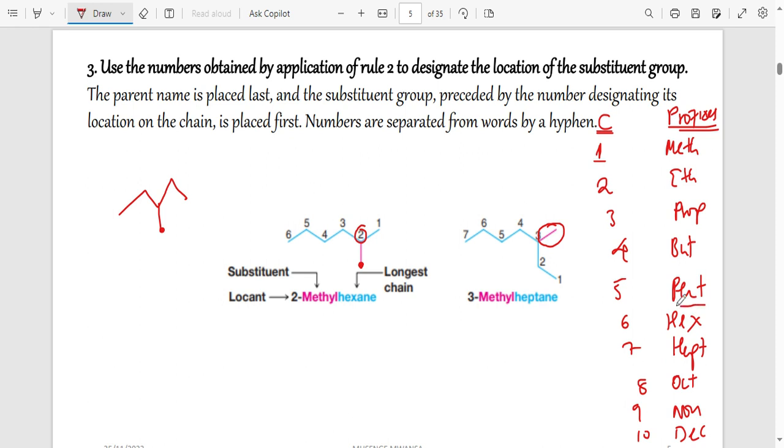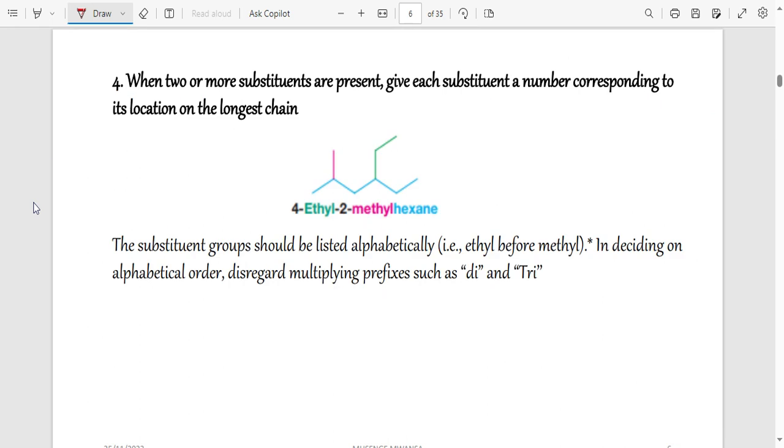The longest chain has got 6 carbons, the prefix is hex. But because it has no double bond, it's all single bonds throughout, that's an alkane. So hexane. This other one is 3-methylheptane. You can see between the name of the substituent and the main chain there is no space. And between the number and a letter, there is a dash. So you always separate a number and a letter with a dash. And then the next rule: when you have got 2 or more substituents present, give each substituent a number corresponding to the location on the longest chain.